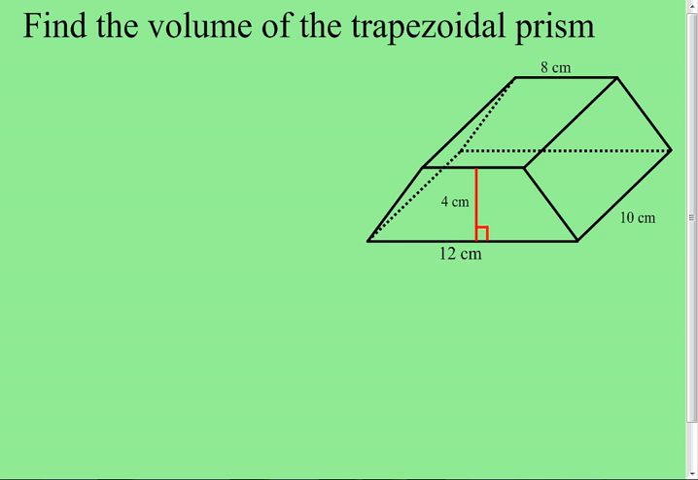Okay, the next one's trickier. What's that called? That's called a trapezoidal prism. So I'm going to find the area of the base. This is the base. It's not sitting on its base.